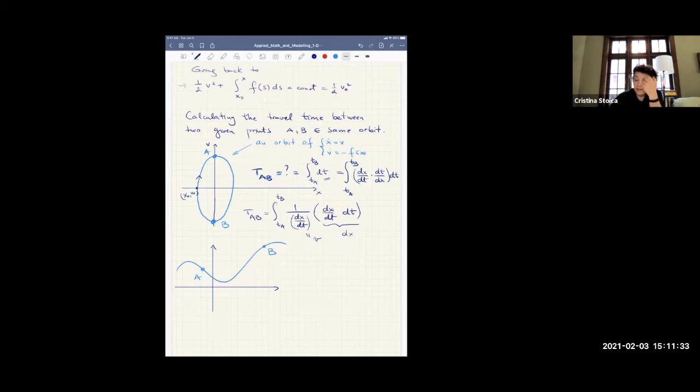And I'm doing a change of variables, to be honest. That's exactly what I'm doing. I'm going from t to x of t. So this will become an integral from x_A to x_B of dx over v. You might ask, so what did you do with that? Well, that's where this one comes into play.